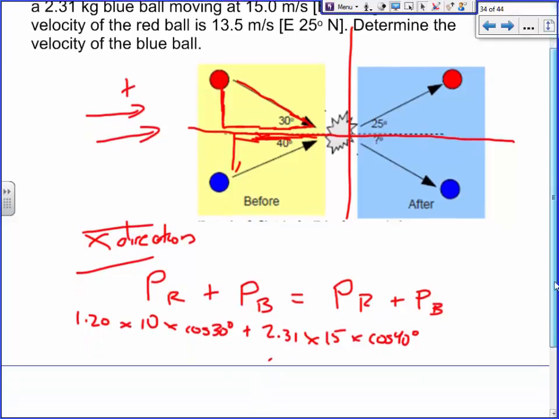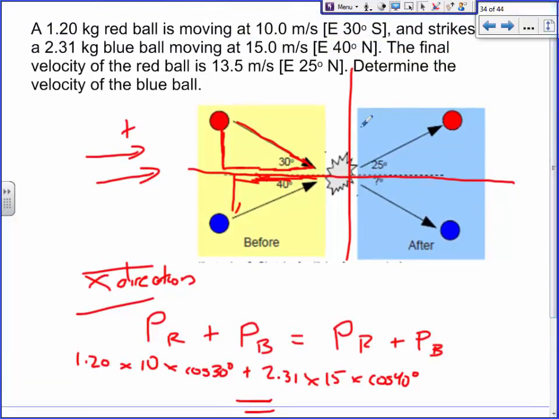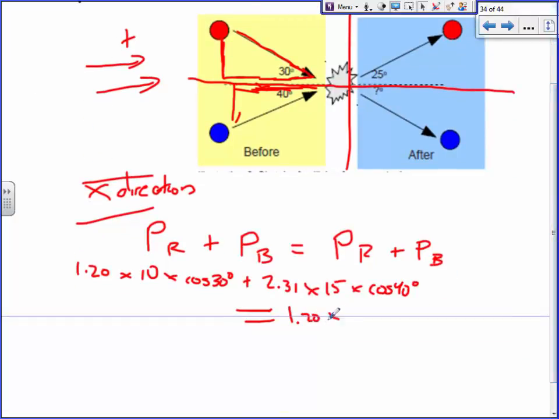Okay, the second half of the equation is how much momentum is there when we're done. When we're done, we know information about the red ball. The red ball, I don't think its mass has changed in this instance here, so it's still 120. Now it's by 13.5, though. And its new angle is now the cosine of 25. And what we do not know is the momentum of B in the x direction. So this is not the full momentum of B, it's only the x component of it.